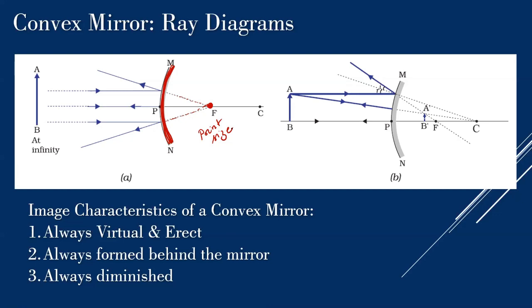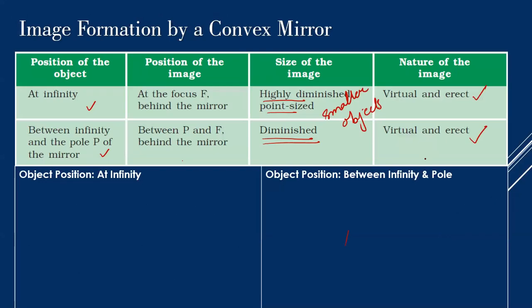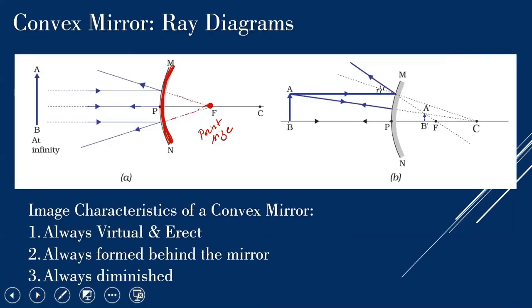Secondly, now after infinity, we can take any position for that matter between pole and infinity, be it beyond the center of curvature, at the center of curvature, between focus and center of curvature, at focus, or between pole and focus. Anywhere between pole and infinity, we are going to get the same type of image.